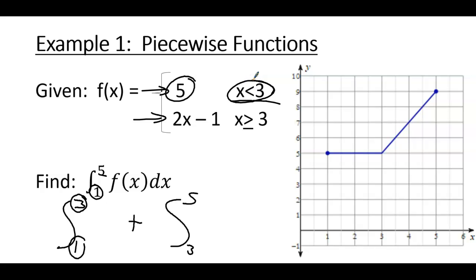And both of those numbers are less than 3. Well, 3 is not, but you get me. The interval from 1 to 3 is less than 3, right? So since this interval is less than 3, it's the top piece. So we're going to put a 5 there, okay? And the other one here from 3 to 5, that's for stuff greater than 3, right? So that's going to be 2x minus 1.